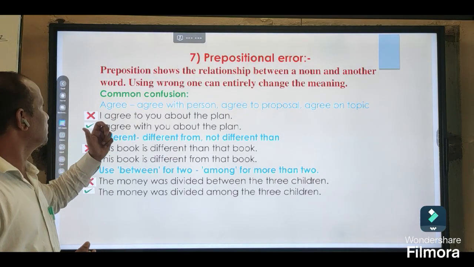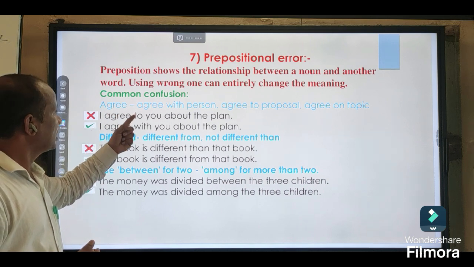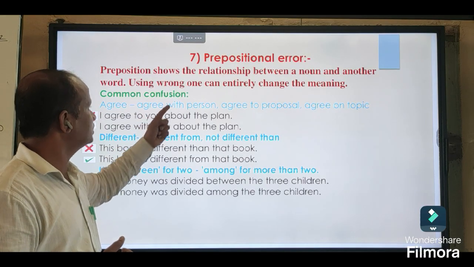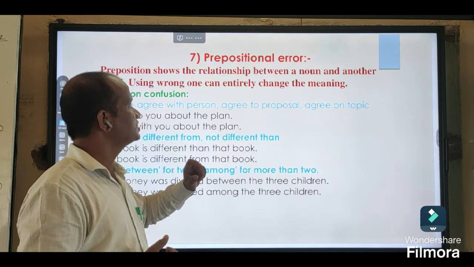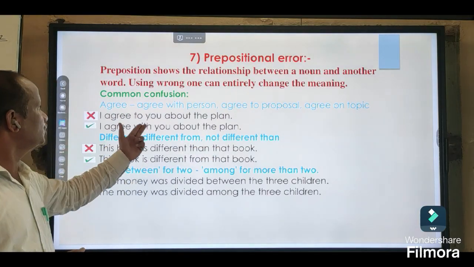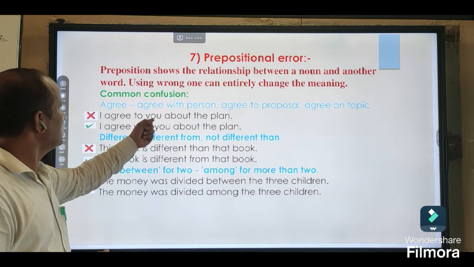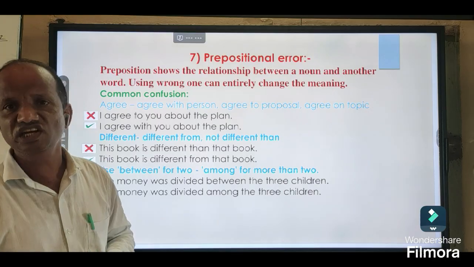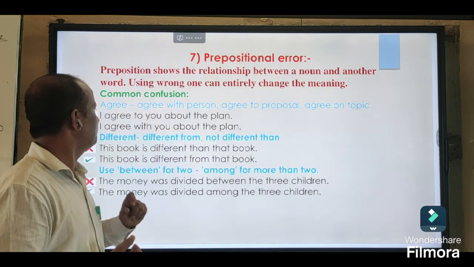Most common confusion is while using agree. When we have to use agree, after it, if we are describing a person, we have to say agree with a person. After agree, we have to say agree to a proposal, agree on a topic. For example, I agree to you about the plan. Here, after agree, we are using a person. So, there is use of the preposition to. It is incorrect. So, the correct statement will be, I agree with you about the plan.